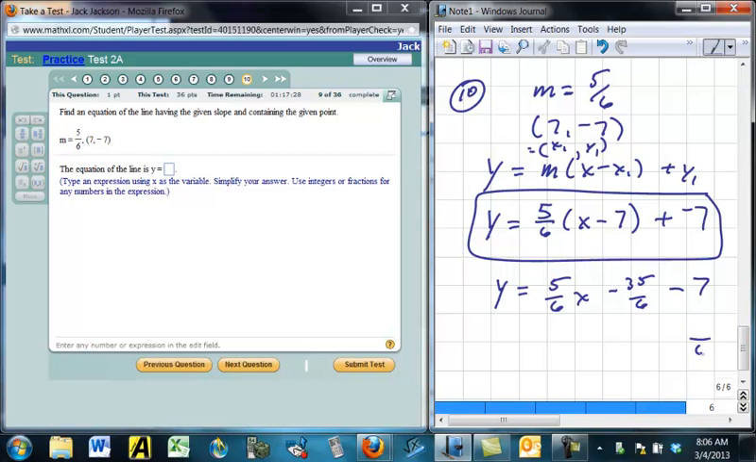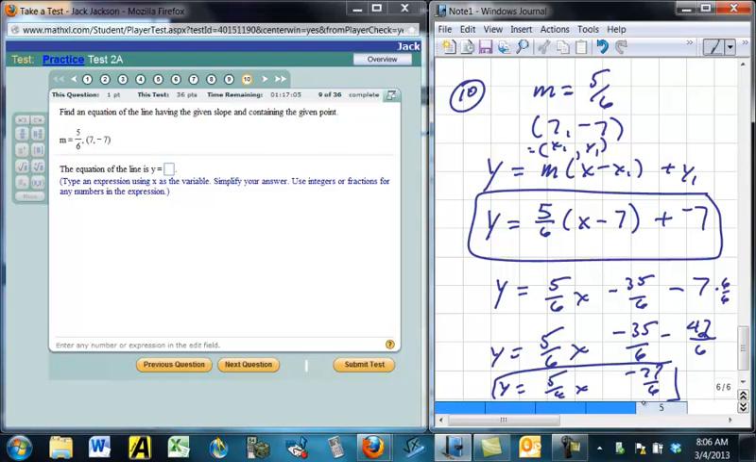Get a common denominator by multiplying by 6/6 here. That's 42. Negative 35/6. So y is 5/6x minus 77/6. So it should take either one of these, either that one or this one. Let's see. It says simplify your answer. So I think when they say simplify your answer, they're implying that they want it in the slope y-intercept form. So let's go to that form.